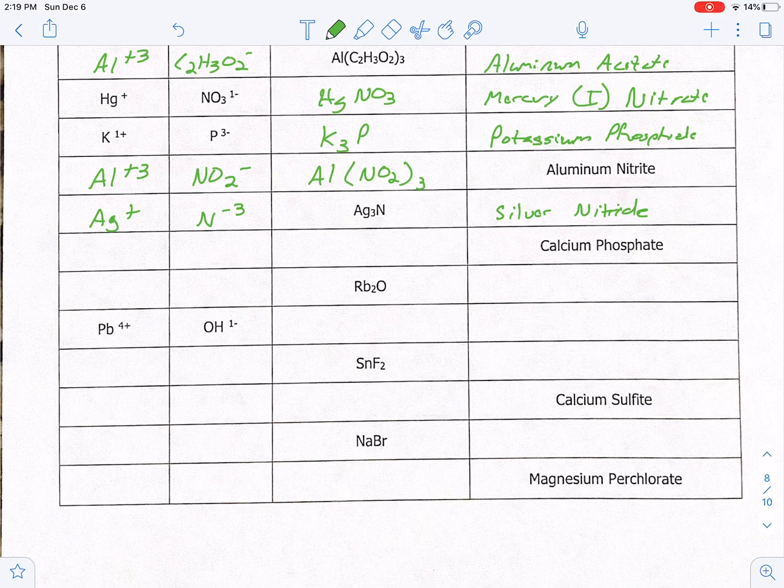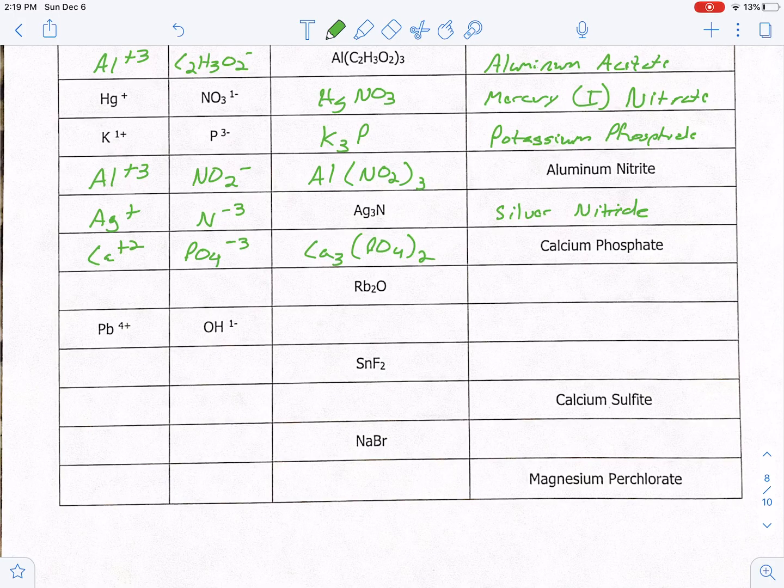Okay, calcium phosphate. If you look at phosphate on your list, it's PO4 with a -3 charge. Calcium is going to have a charge of +2 on your periodic table, so you can do the crisscross method. That means I need 3 calciums and 2 phosphates. I'm going to put phosphate in parentheses and then put a 2 outside.